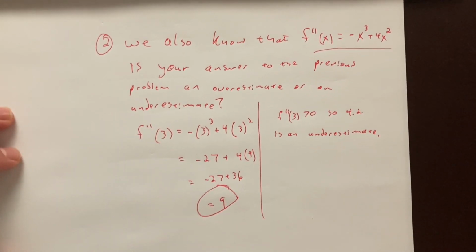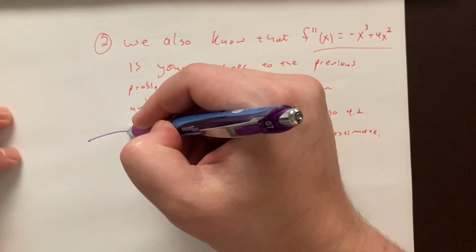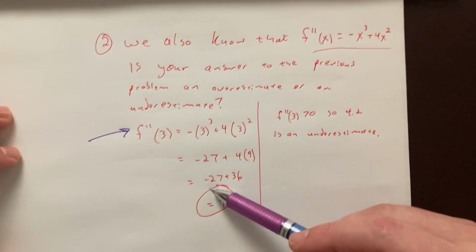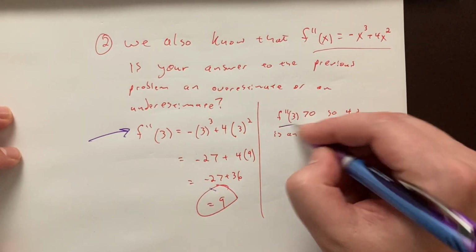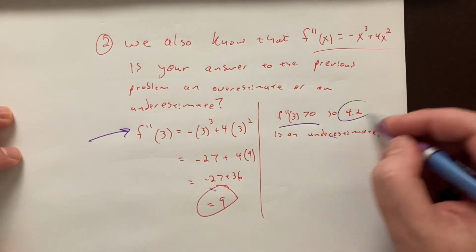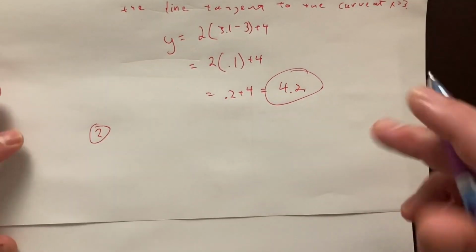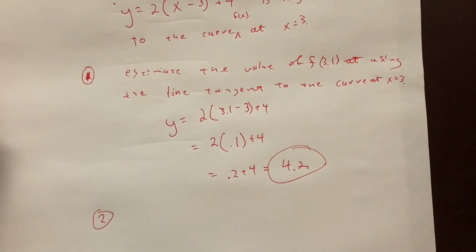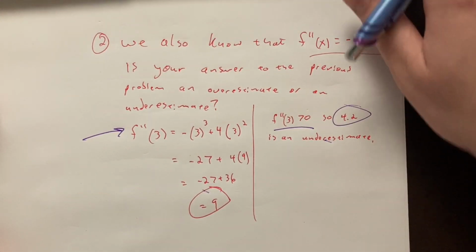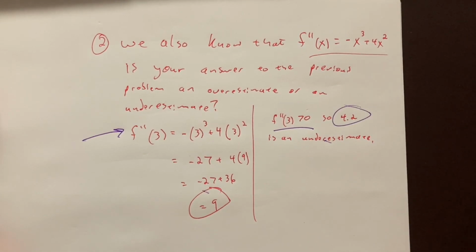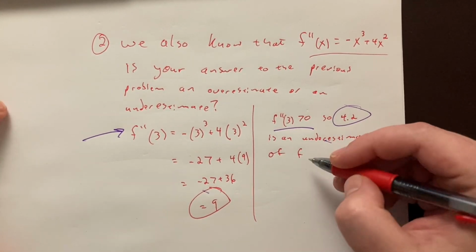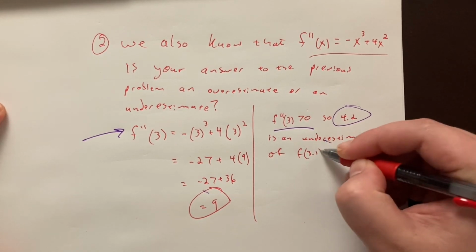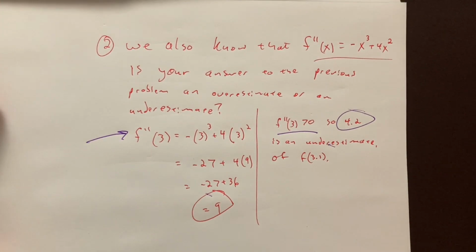Because here's what I'm looking for. All I'm looking for is the second derivative evaluated at the point, and then this little sentence. This writing, and then saying, this value 4.2, which was, right or wrong, whatever number we found when we actually did the estimate. Maybe if I want to be perfect, of f of 3.1. All right, there you go.